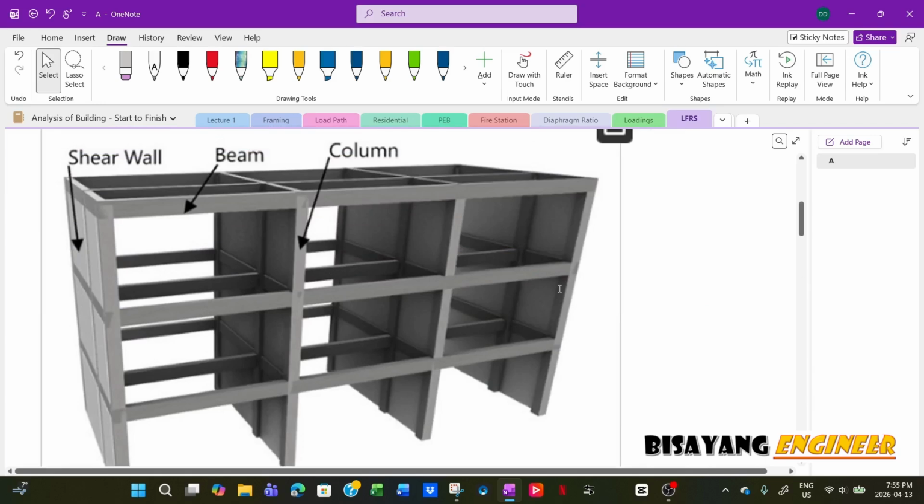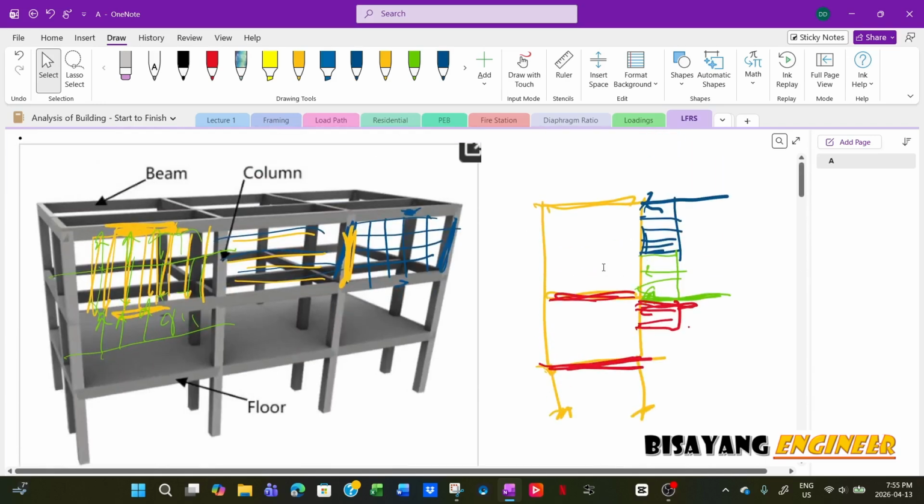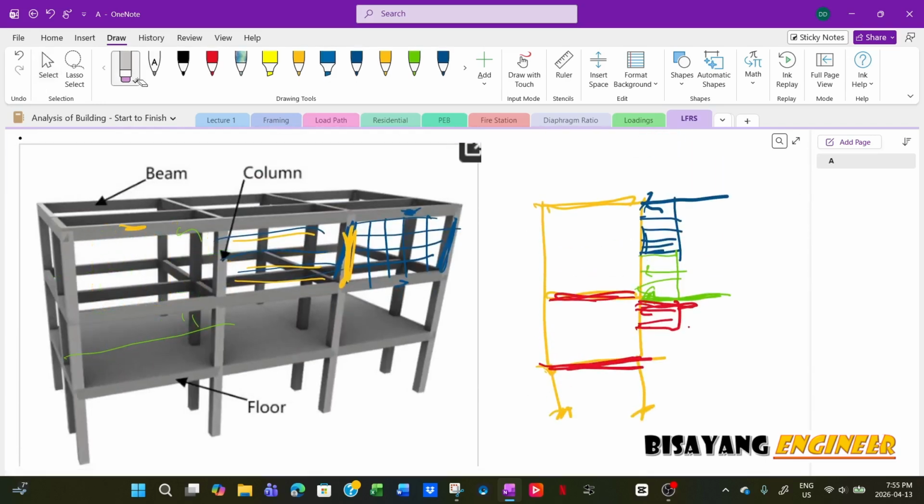Now, for typical projects, we have all these concrete beams and concrete columns, so it's rigid. So half of the load will be transferred to this one. The tributary of this column will be half of this bay, and then half of this bay as well. So just like I said, load path. That's the most important aspect of your analysis, to determine the load path.